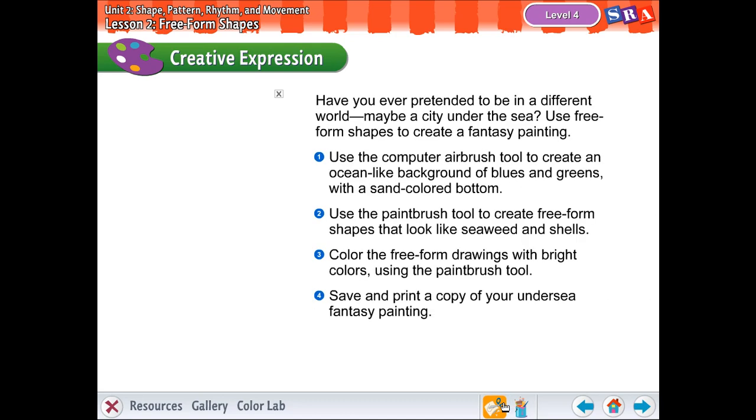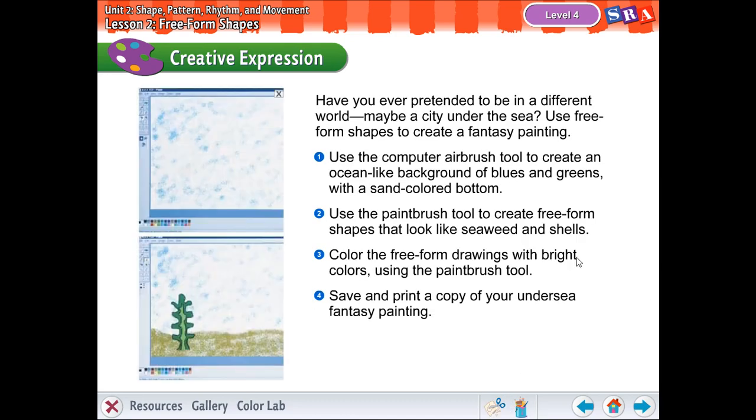Save the printed copy of your undersea fantasy painting. And of course, for those of you who want to see an example, it's not going to show you the whole thing. But as you can see on the computer, they've used an airbrush tool to fill in the background. It doesn't have to be solid. Then they filled in the bottom, and then they've drawn their freeform shapes to create their undersea painting.